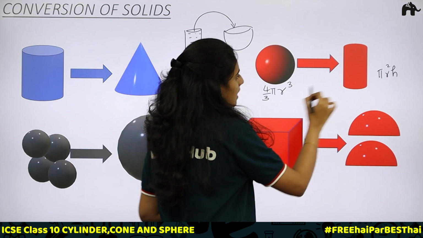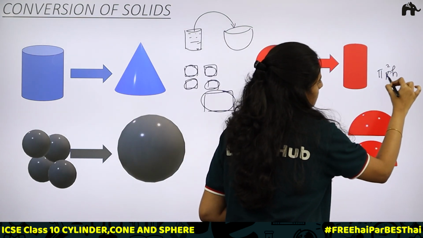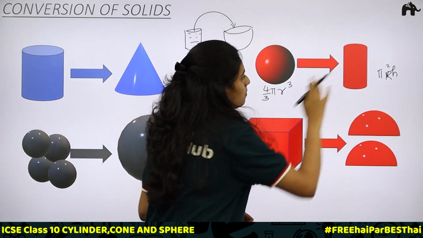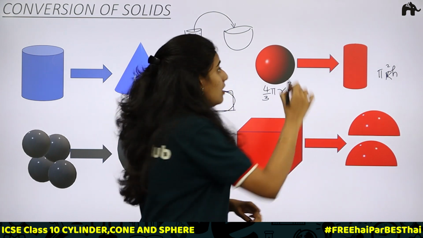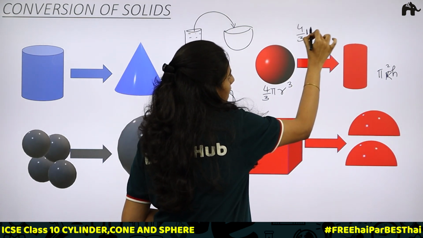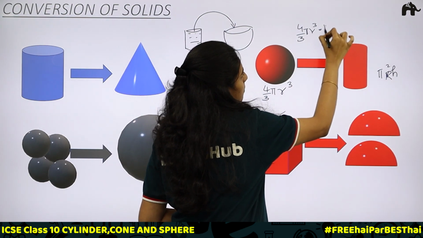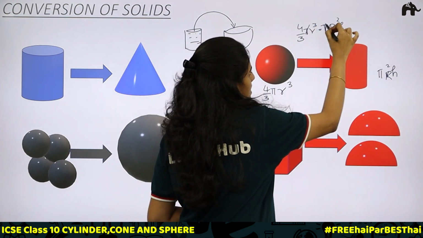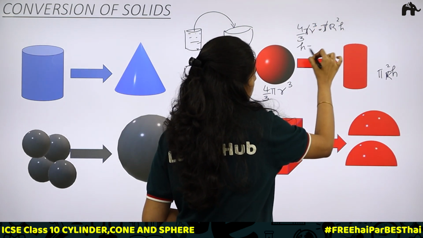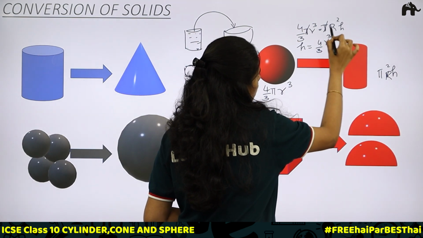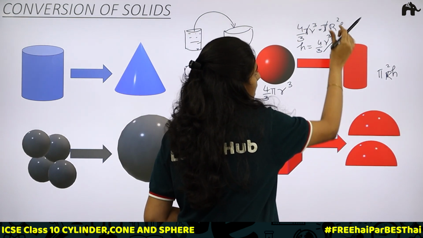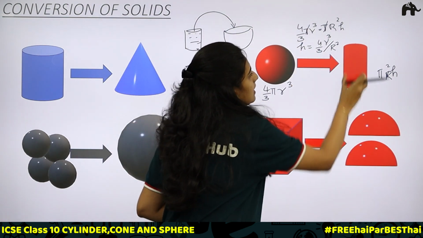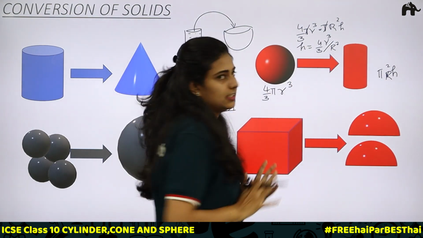Let us take the radius of the cylinder as capital R, just for the comparison. We need to find the height h. Since the volumes of both these shapes are the same, we have 4 by 3 pi r cube equal to pi capital R square h. Then how to find h? We can cancel this pi. h will be equal to 4 by 3 small r cube divided by capital R square, taking this R square to the opposite side. This is how you can find the height of the cylinder by comparing the volumes of both.